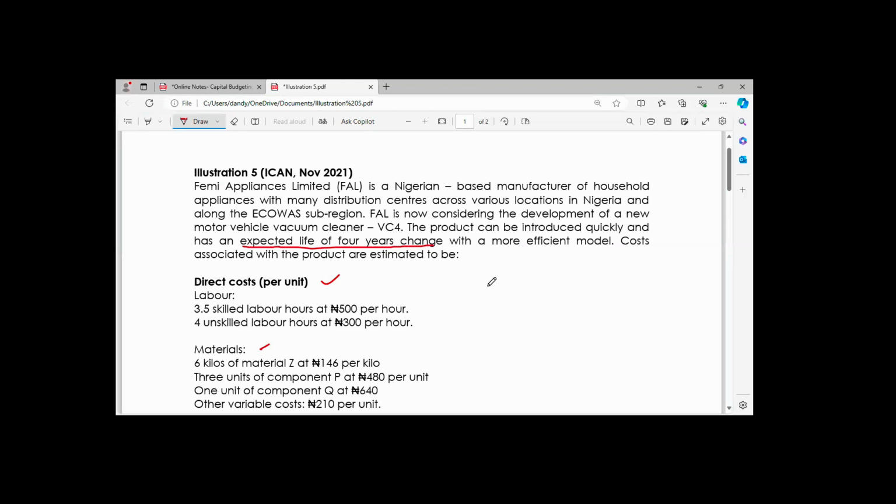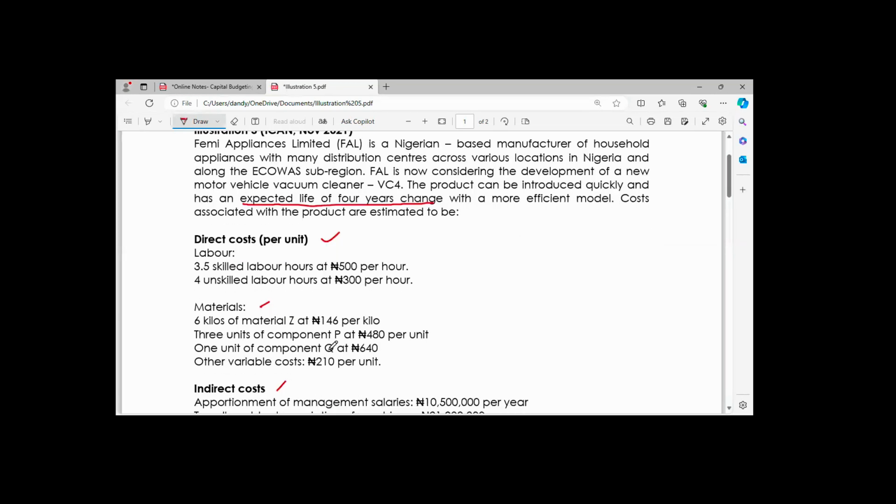Now, I'll move to the next one after I've gotten my sales. Do I have variable cost? Yes, in this question, there is a variable cost, but the examiner did not give me variable cost directly because I can see labor and I can see material. What that means is that I need to calculate labor cost per unit and material cost per unit. And in labor, there are two categories: we have skilled labor and we also have unskilled labor. You must determine each of them separately.